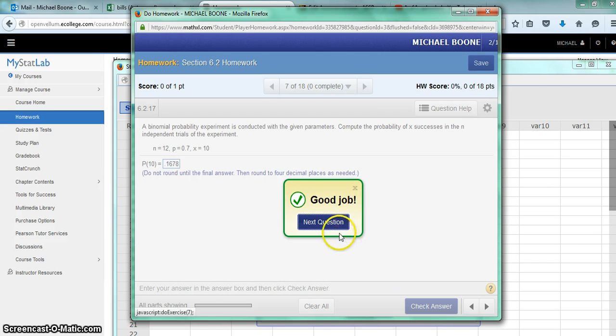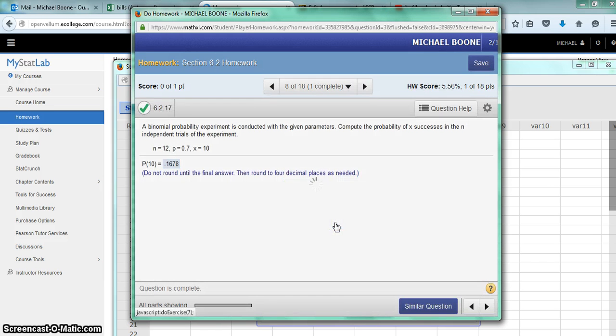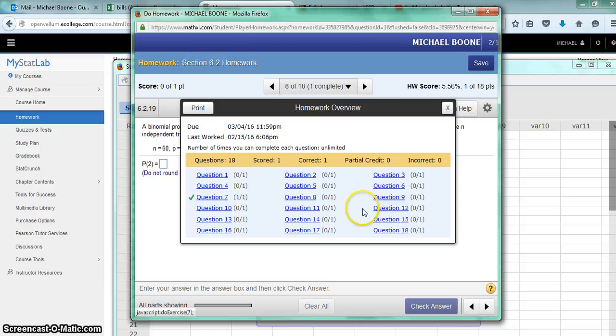And so using StatCrunch to find these things for us is super easy. The actual calculation by hand, we use some of those combinations and permutations from the previous chapter. A little bit more extensive because we've got to think about all the different ways we could have made 10 shots out of the 12. But again, StatCrunch does a great job showing us how to do this.